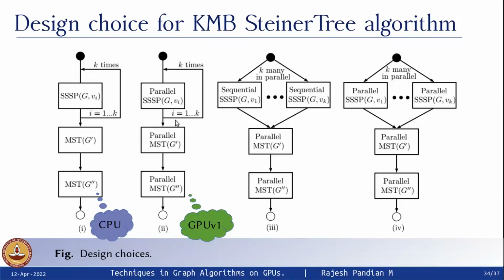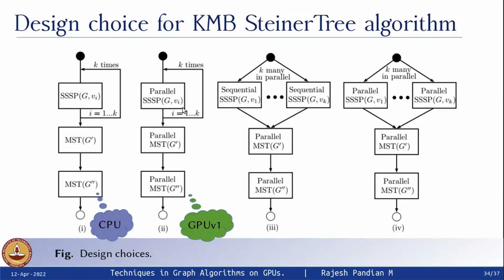But then we did not stop here, because each of the parallel SSSPs we have to run k many times, right? Those SSSPs will have to happen one after the other. Each of the k SSSPs happens from a different source. It is not from the same source.